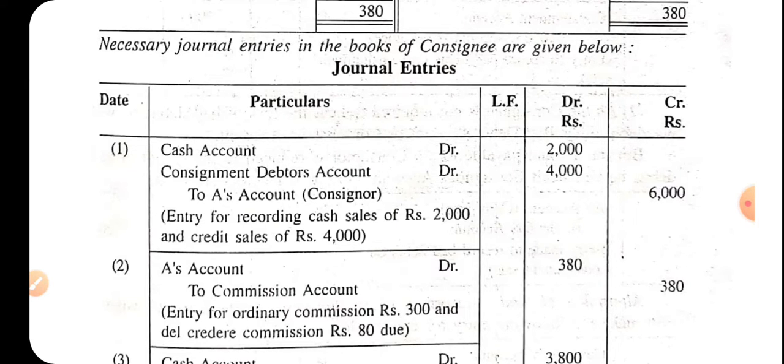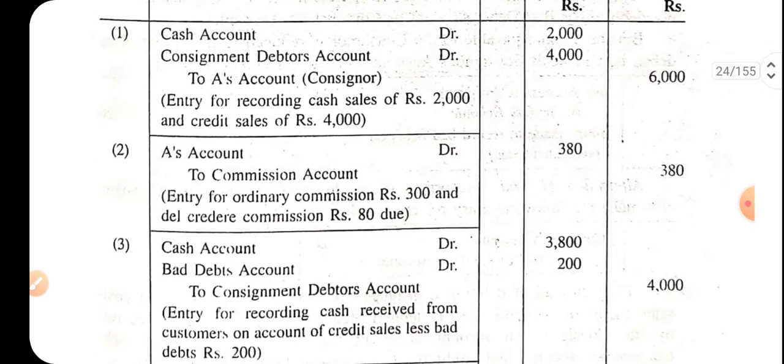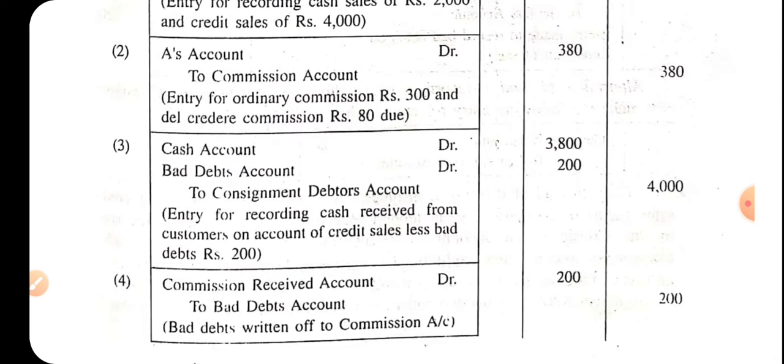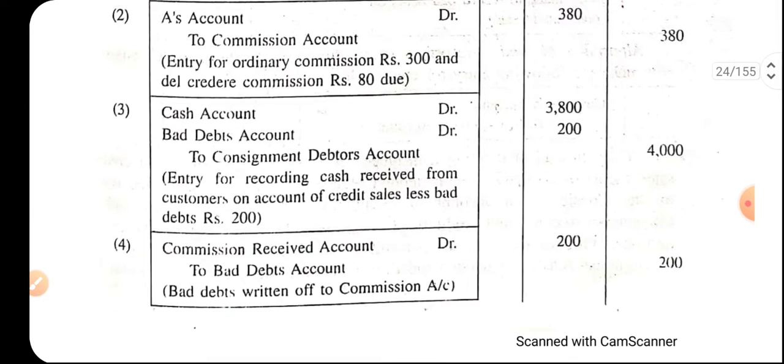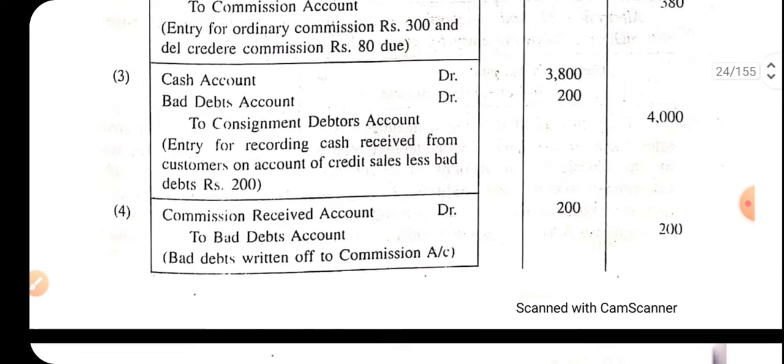Let us quickly view the journal entries. Cash and bank account debit, consignment debtor account debit to consignor account. Journal entries in the book of consignee. So consignor's account credit side, both the sales. Consignor account debit to commission account 380. From the credit side, we have bad debt of rupees 200. It means 3,800 we have received. So cash and bank account debit 3,800, bad debts account debit 200 to consignment debtor account 4,000.